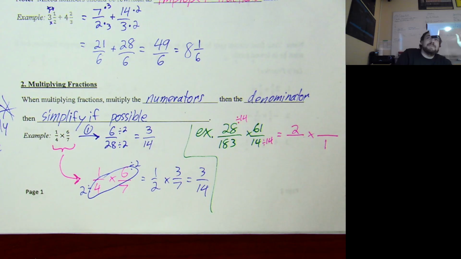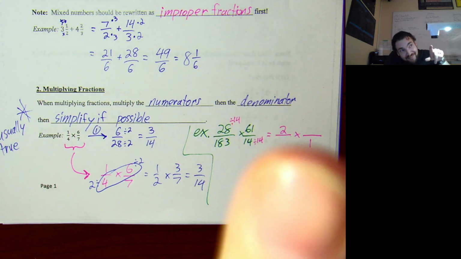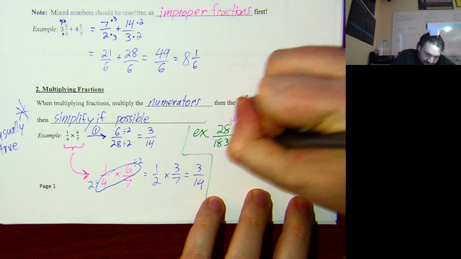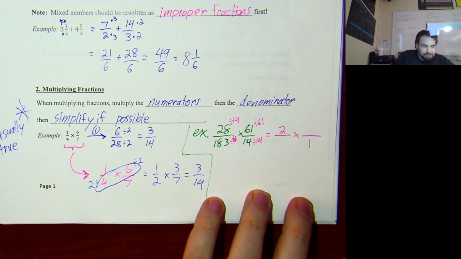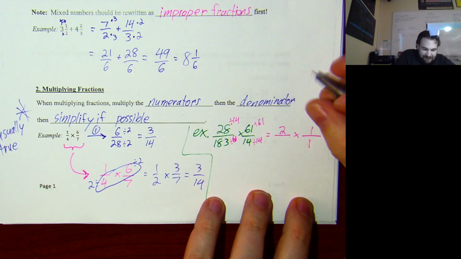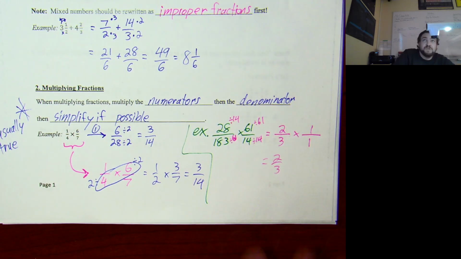Can I make any other simplifications? 61 times 3 is what? 183. Interesting. It's like I picked those numbers on purpose. So I can divide this by 61, and this by 61, because 61 is prime. 61 divided by 61 is 1. 183 divided by 61 is 3. And my answer is 2/3, because 2/3 times 1 is 2/3.